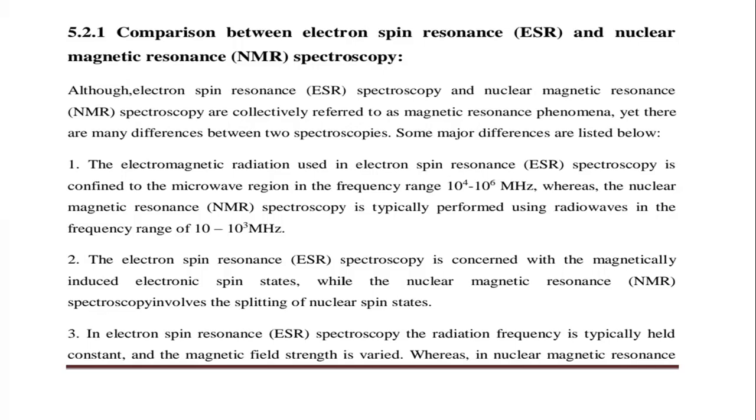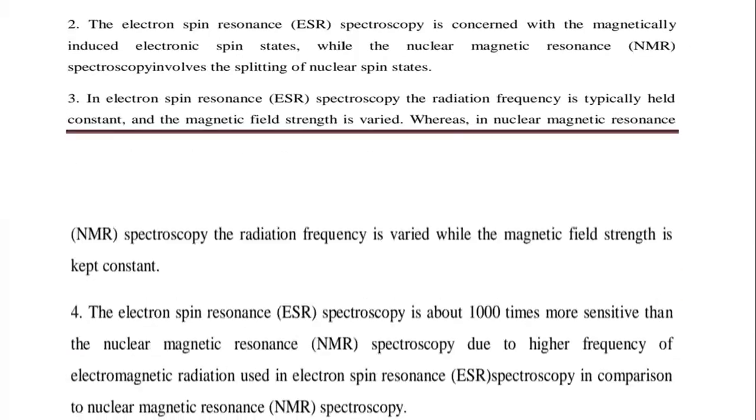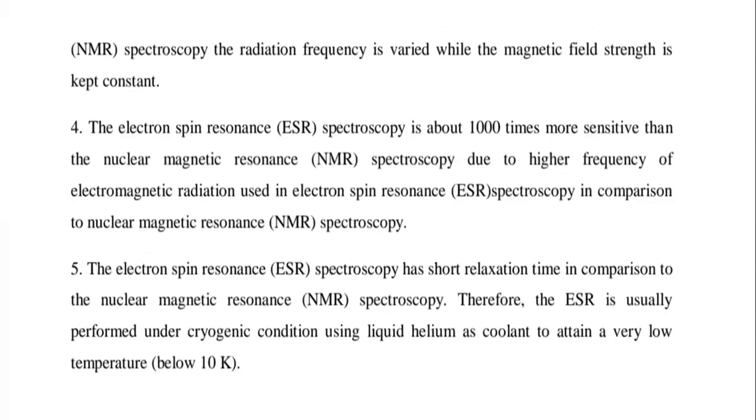The second point: ESR is concerned with magnetically induced electron spin states, while NMR involves the splitting of nuclear spin states. Third point: in ESR, the radiation frequency is typically held constant and the magnetic field strength is varied, while in NMR, the radiation frequency is varied while the magnetic field strength is kept constant.